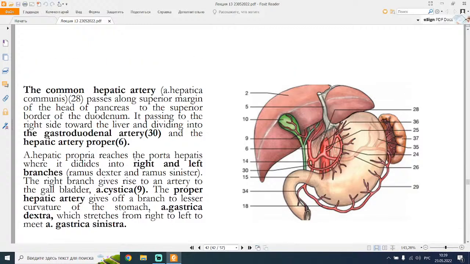Next, branches. The arteria hepatica communis passes along the superior margin of the head of the pancreas to the superior border of the duodenum. It passes to the right side towards the liver and divides into the arteria gastroduodenalis and the arteria hepatica propria.